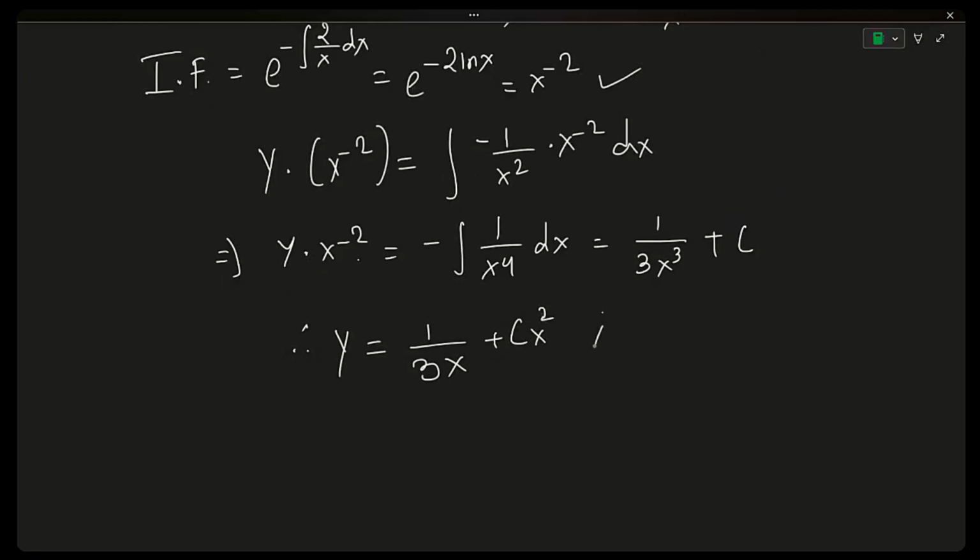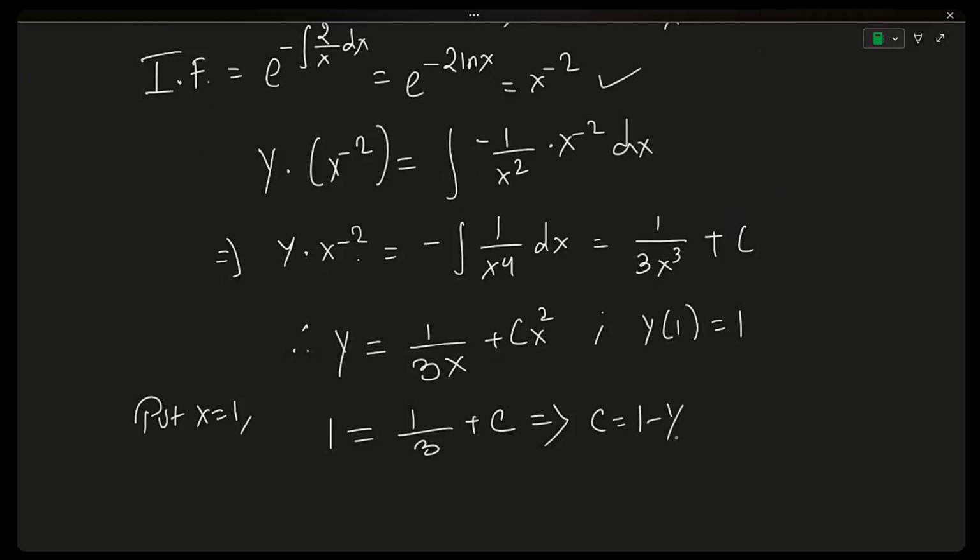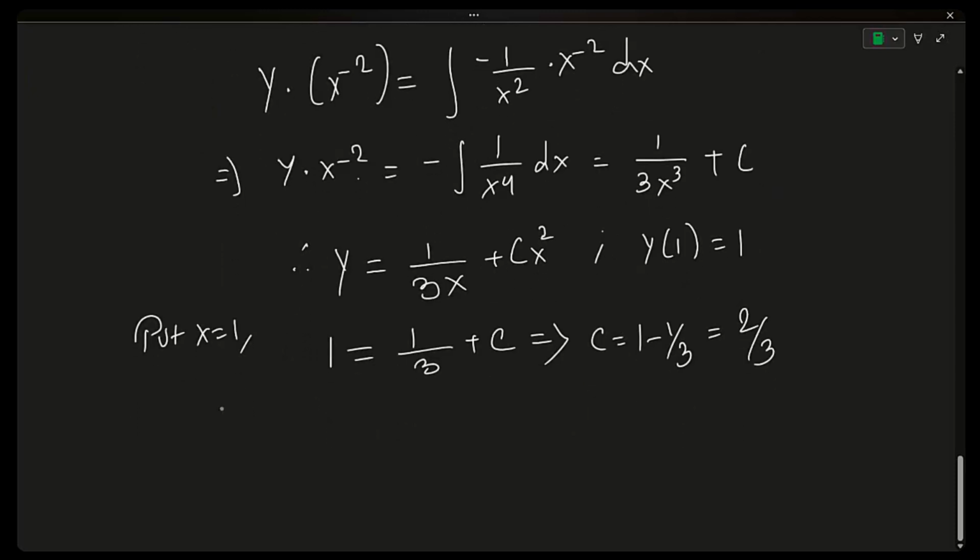Now we remember that f of 1 is 1, which means nothing but y of 1 is 1. So put x equals 1 here, and what do you get? You simply get that 1 is equal to 1 by 3 plus c, which would give me c is equal to 1 minus 1 by 3, which is 2 by 3. Correct. And once we get this, we can now simply write that the value of the function f is nothing but 2 by 3 x square plus 1 by 3x.